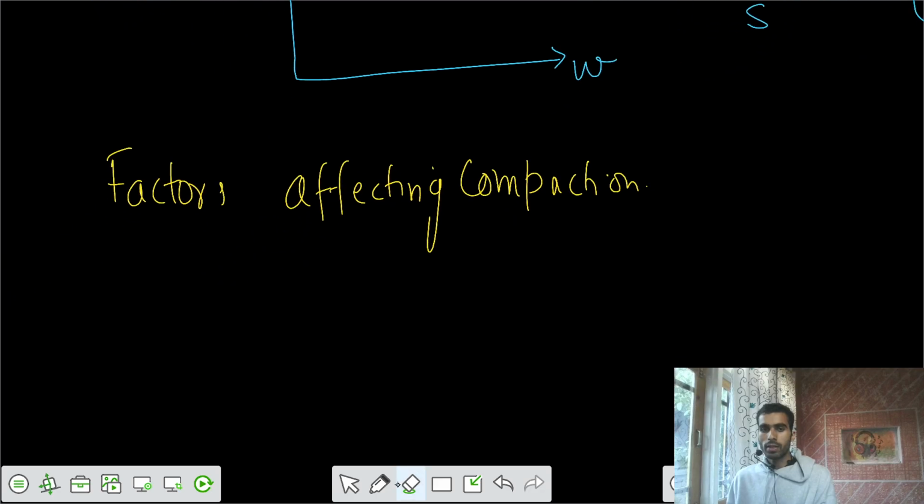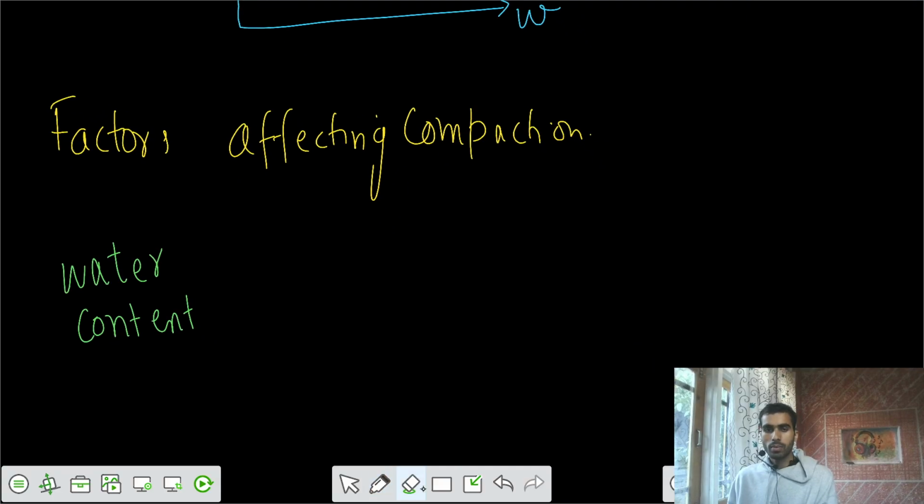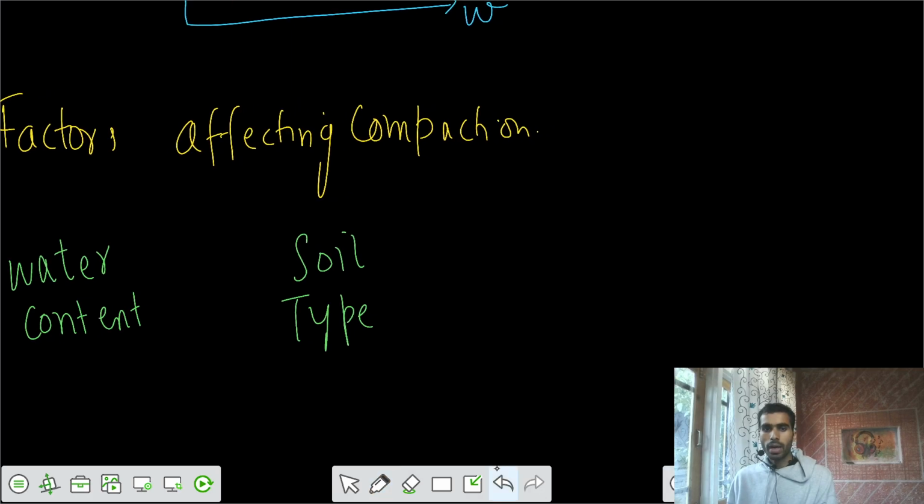So factors affecting compaction. The first important parameter is water content, moisture content. After that, what is the soil type? Soil type is there, and the third one is the nature of the compaction, which we denote as compactive effort.